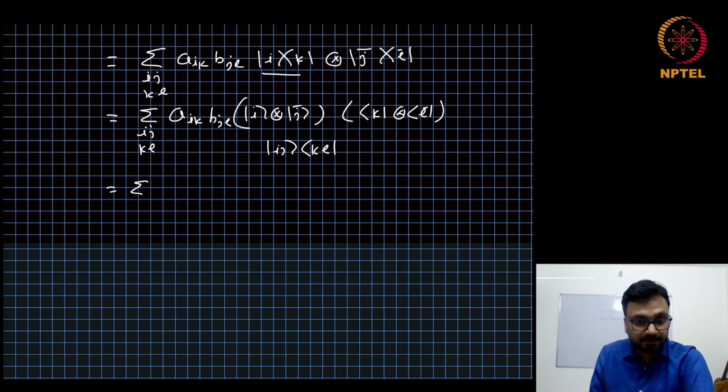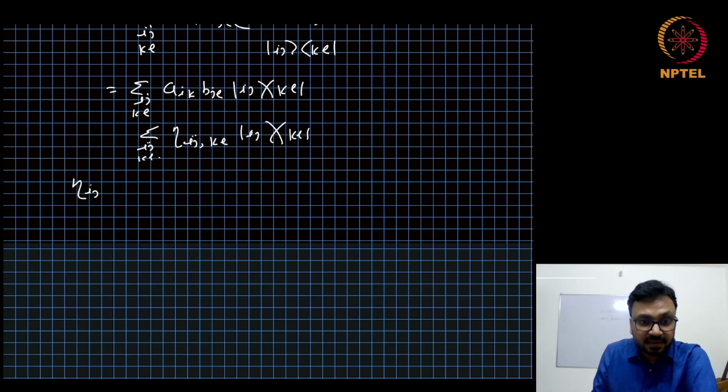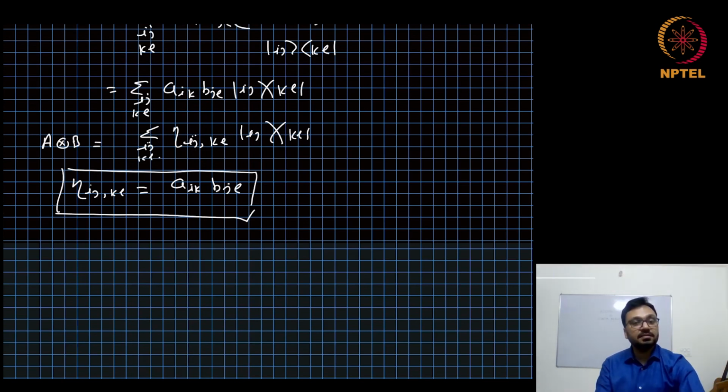So a_ik b_jl |ij⟩⟨kl|, and let us call it eta_ij,kl |ij⟩⟨kl|, sum over ij and kl, where we have redefined eta_ij,kl to be a_ik b_jl. And this is A tensor B, the whole matrix A tensor B.